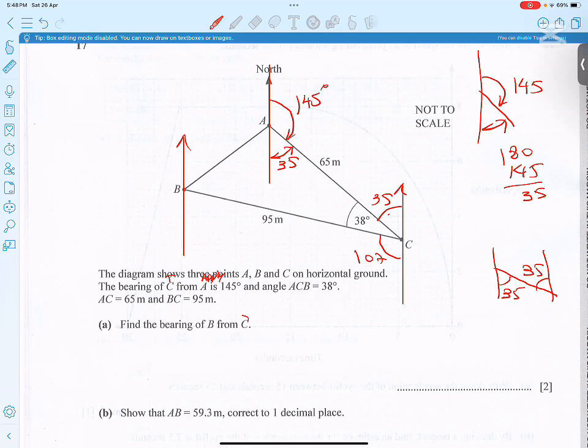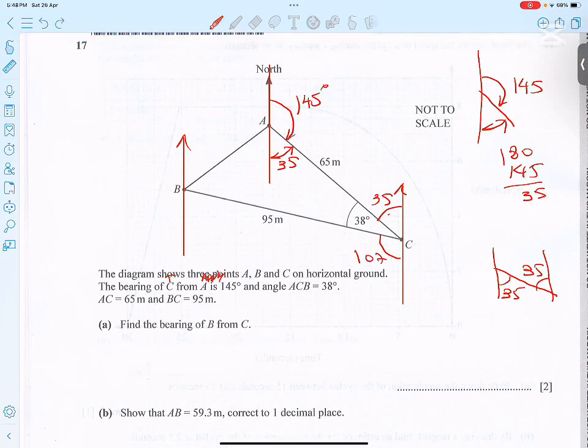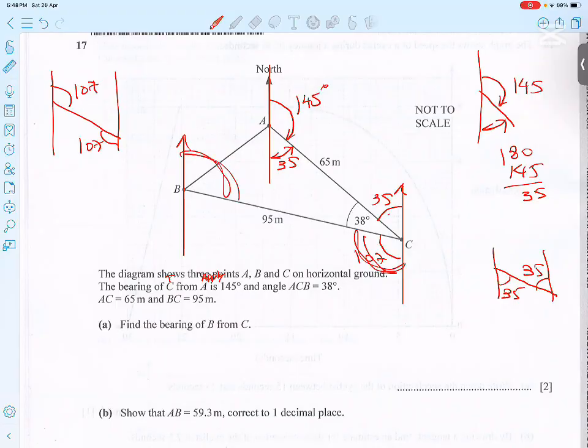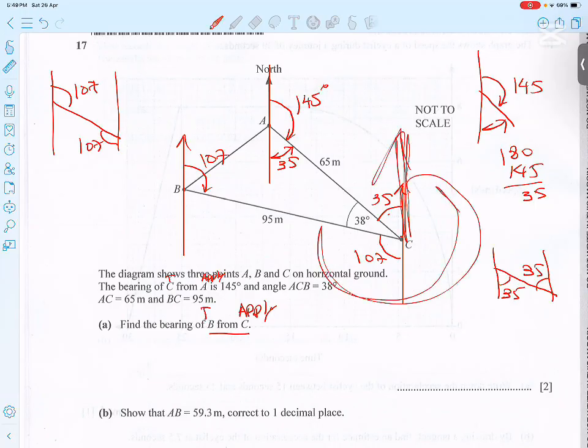And what is it asking for? B from C. And do you know, student, when two lines are parallel, if this is 107, what is this? 107. So I can say that this angle is 107. And he is asking for B from C. So B from C means apply rules at C. Target is B. So apply rules at C, target is B.